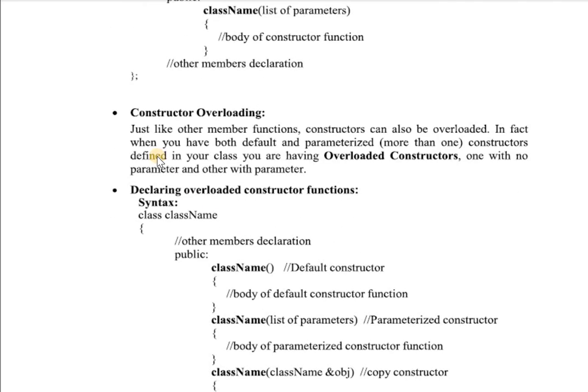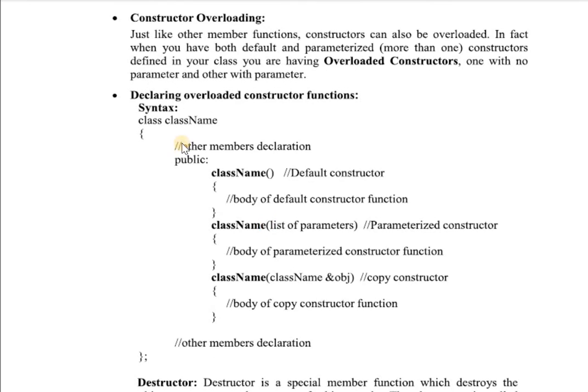Next, the constructor overloading is shown here. Just like other member functions, constructors can also be overloaded. Whenever we are overloading any function, in that same way the constructors are also overloaded. In fact, when you have both default and parameterized constructors defined in your class, you have overloaded constructors. That means one with no parameter and the other with parameter. Here is a syntax for defining overloaded constructor function.